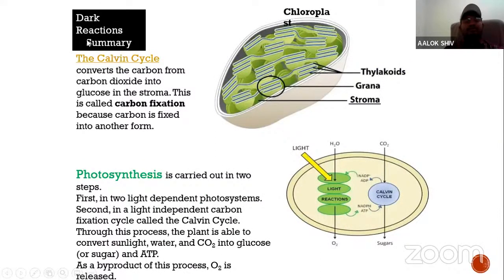So this is in short the summary of the dark reaction. What happens in the dark reaction? Nothing but there is formation of the glucose from the RuBP and the CO2. These are the different structures.